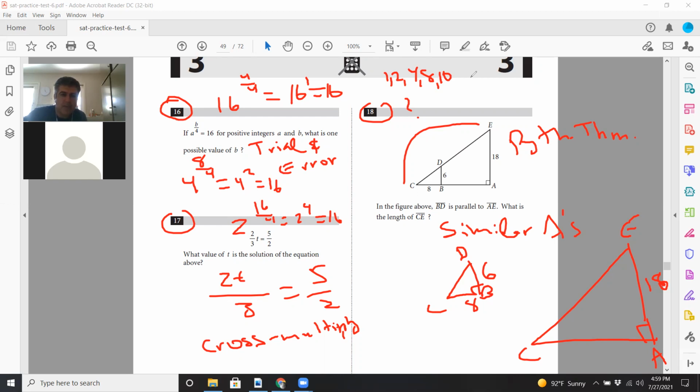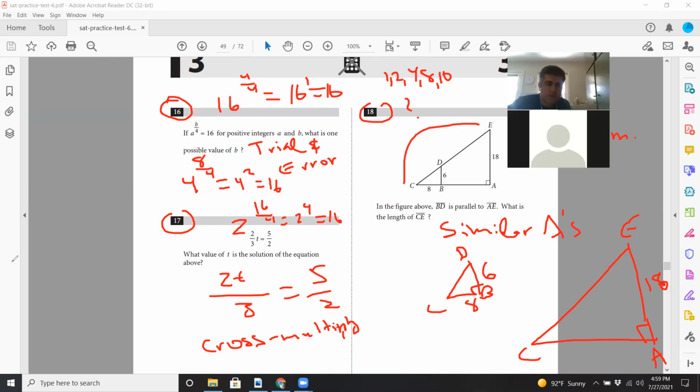For T, if you cross multiply, you get 4T equals 15. T is 15 fourths. That's all. Just cross multiply.